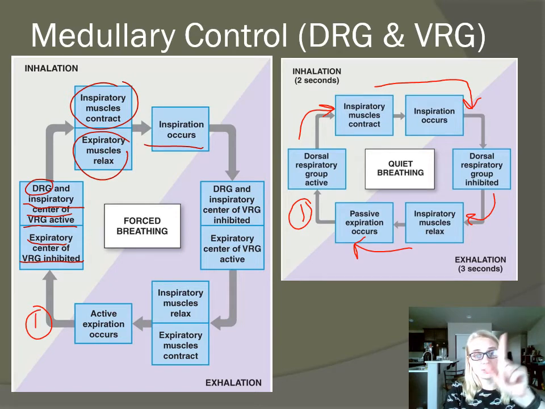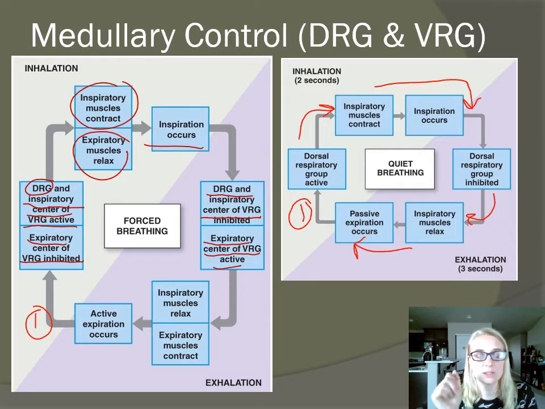So then when we get the signal that we have to exhale, a forced exhale, much more than your quiet tidal volume, now we have to turn off the DRG and we have to turn off the inspiratory center of the VRG. We have to turn off the inhalers, and now we can activate our expiratory centers of the VRG, right? So we're inhibiting the inhalation, stimulating the exhalation, and now our inspiratory muscles relax: our diaphragm is relaxing, our serratus anterior and external intercostals are relaxing.